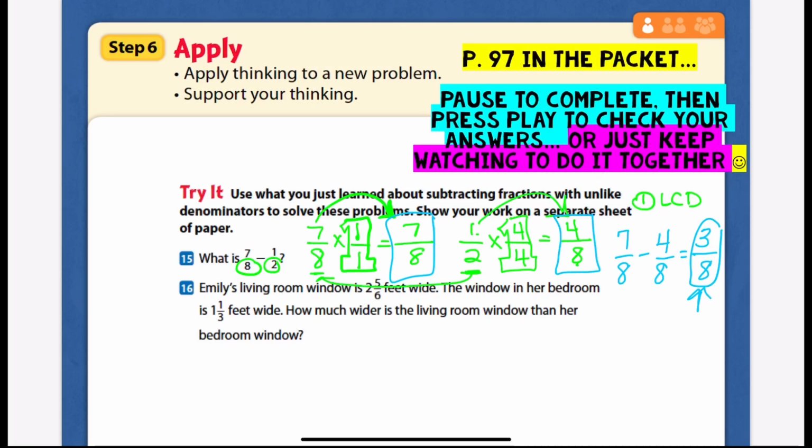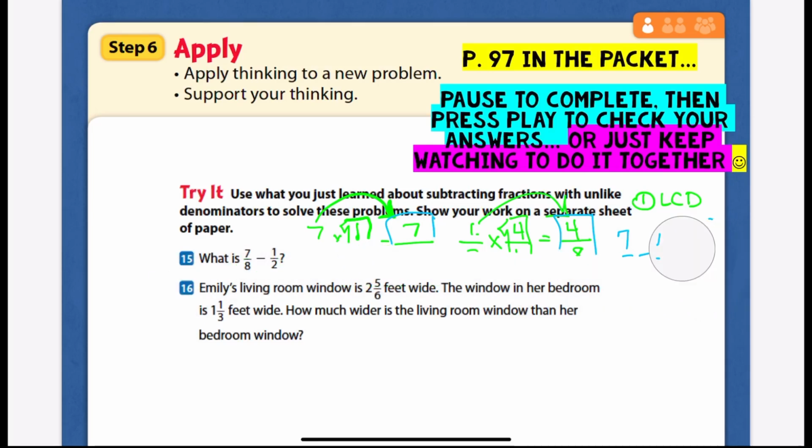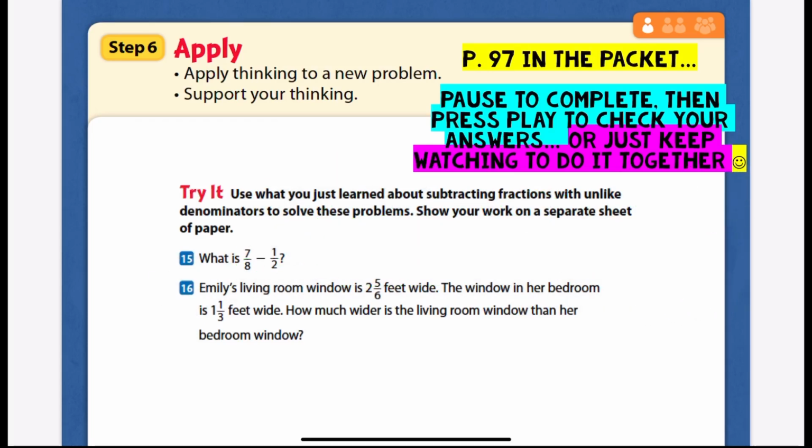So let's go ahead and move on to the last one. I'm going to go ahead and erase this so we can have a fresh start. Emily's living room window is 2 5/6 feet wide. The window in her bedroom is 1 1/3 feet wide. How much wider is the living room window than her bedroom window?